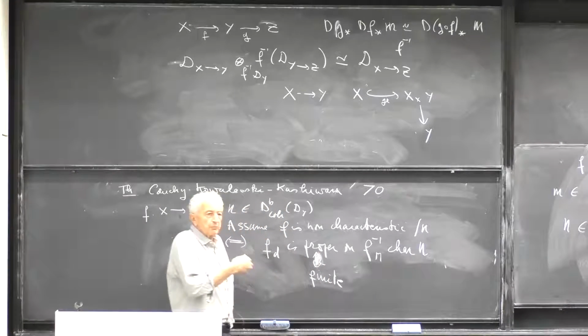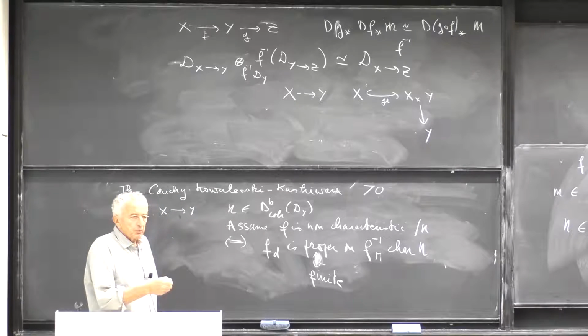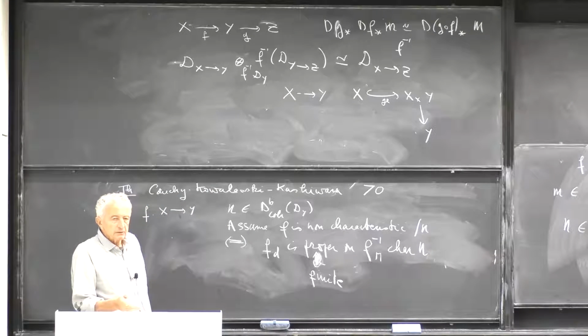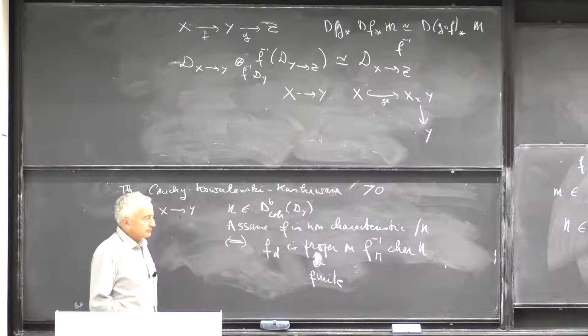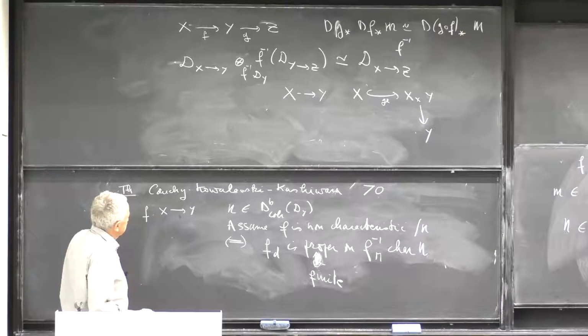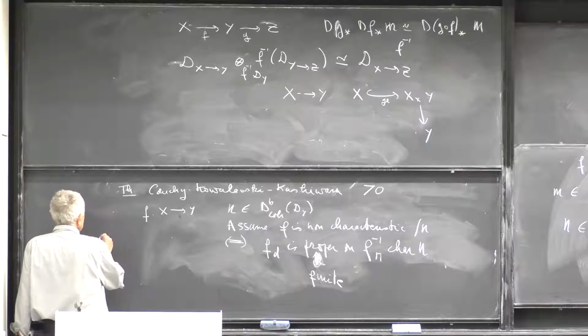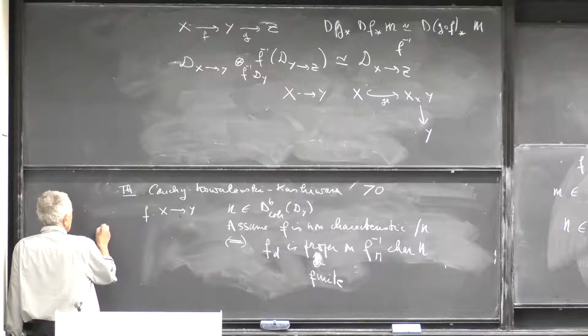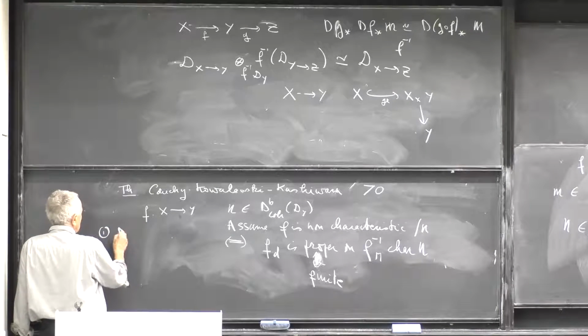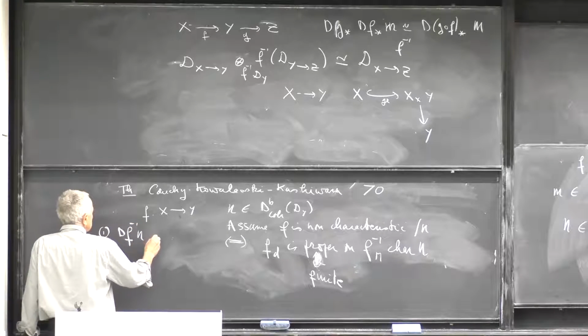It's not true in general. A proper map is not finite. But a proper map between two vector spaces is finite. Okay, so that's the definition of non-characteristic. Then what happens? Then first, the inverse image of N is coherent.